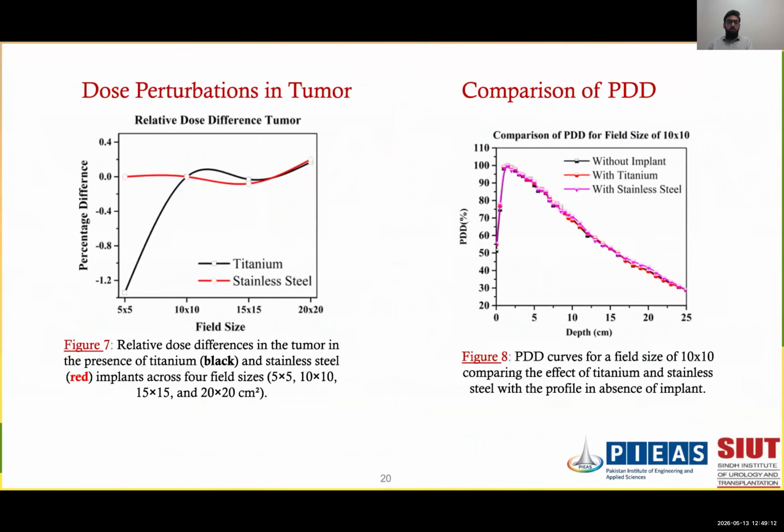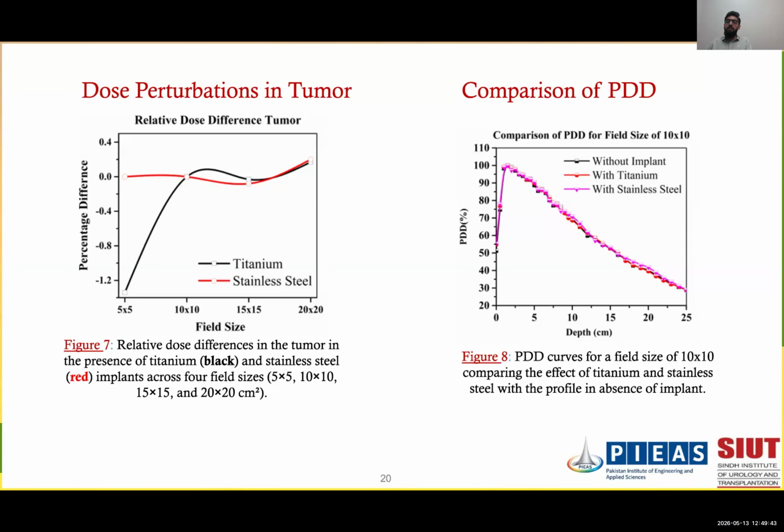Moving further, a tumor has been inserted. So the dose differences between the titanium and the stainless steel implant in tumor tissue that is manually implanted vary with the field size as seen in the figure. For the titanium implant, the radiation dose is about 1.3% lower at the smallest field size, that is 5 cross 5 centimeter. With the increase in field size to 10 cross 10 centimeter, this effect decreases to near zero and becomes slightly positive at 15 cross 15 field size.